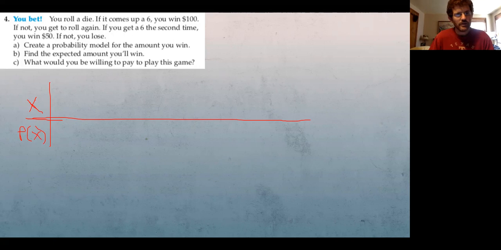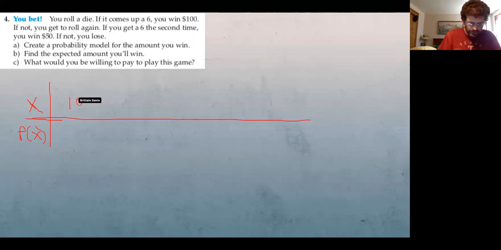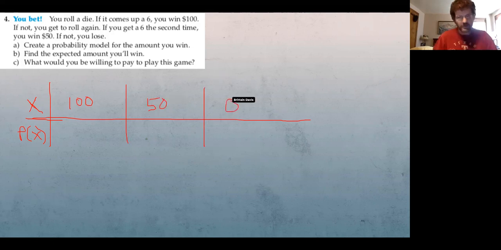And now we need to think, what are the possible outcomes here? I have 3 outcomes. I could win $100, I could win $50, I could win no dollars. So that's what I'll write. $100, $50, and no dollars. And to see where that comes from, I could win 100, 50, or lose, and we presume that means you just lose your money.